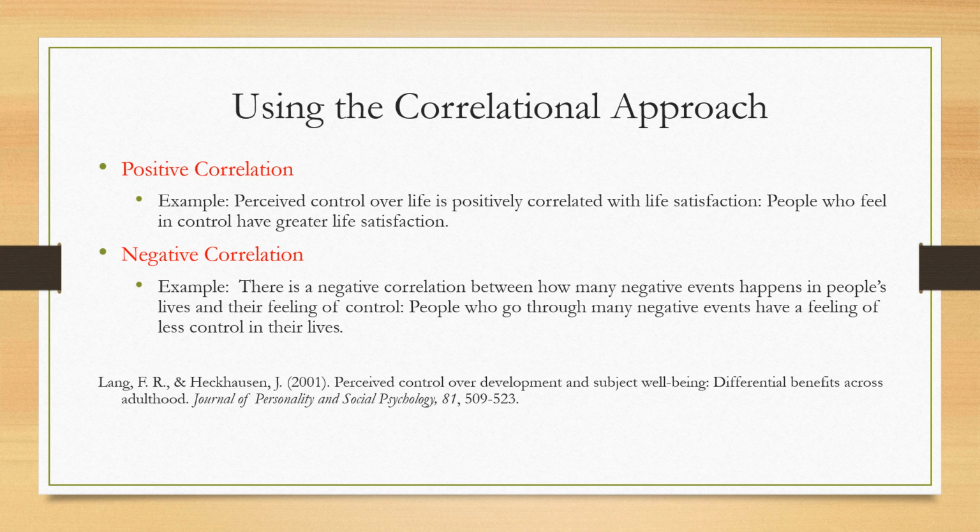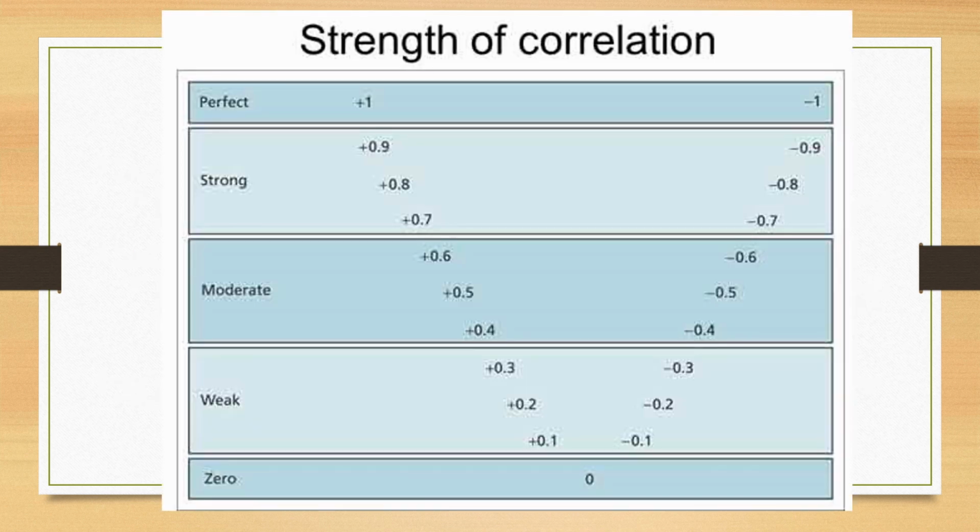People who go through many negative life events have a feeling of less control in their lives. As one variable increases, negative life events, the variable of perceived control tends to decrease. The strength of the correlation is determined by the number, and that number is independent of the sign. So we could say that the strength is really the absolute value of the number presented.